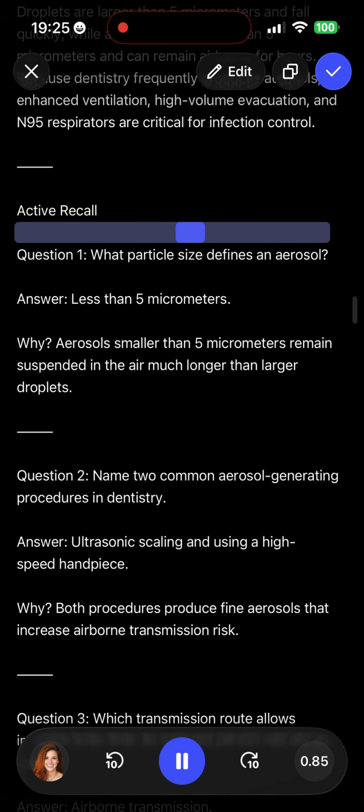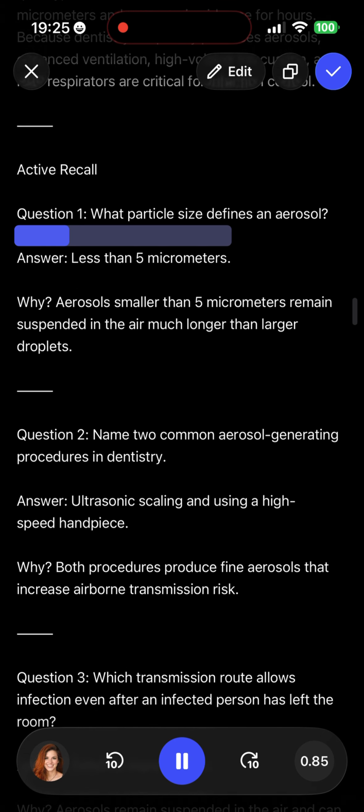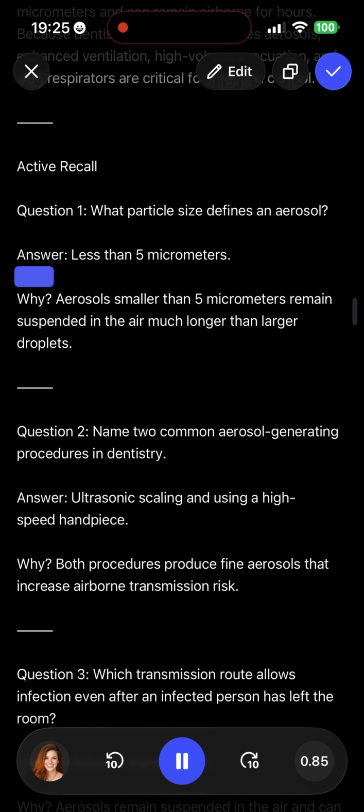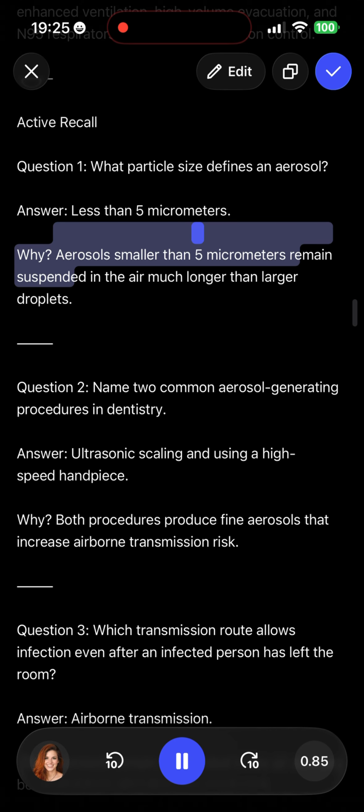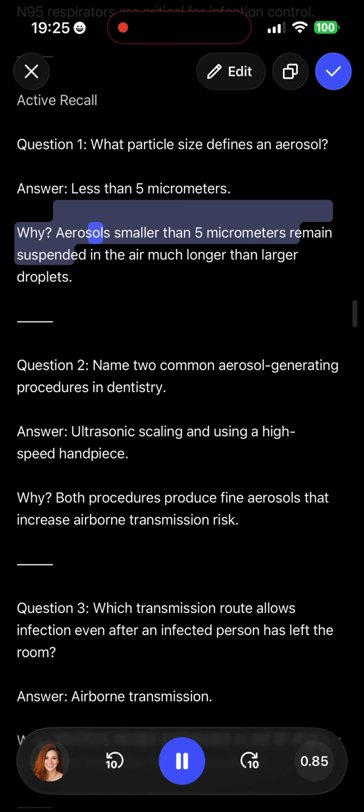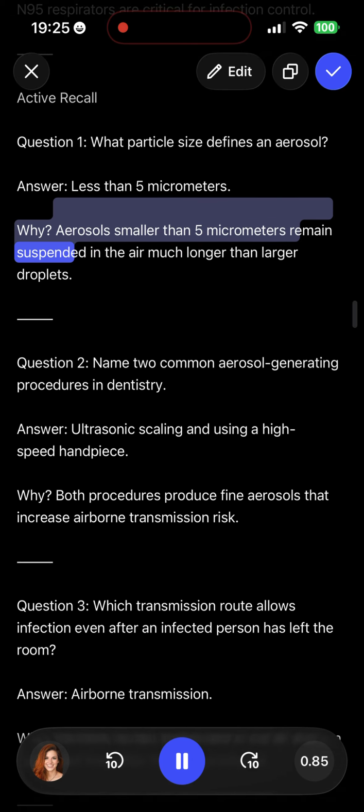Active recall. Question 1. What particle size defines an aerosol? Answer: less than 5 micrometers. Why? Aerosols smaller than 5 micrometers remain suspended in the air much longer than larger droplets.